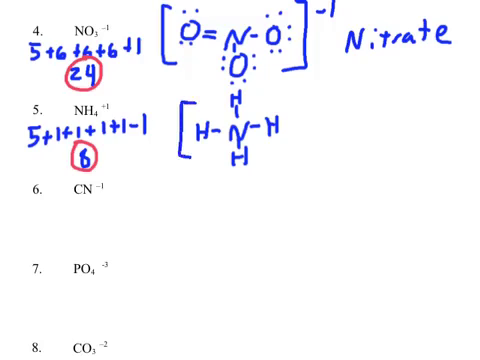I bracket that off, label it with a +1, and this one is called ammonium. I hope I spell it right. I hope there's 2 M's. Ammonium, as opposed to ammonia. Ammonia is a compound, not a polyatomic ion. Well, let's look at this next one here.